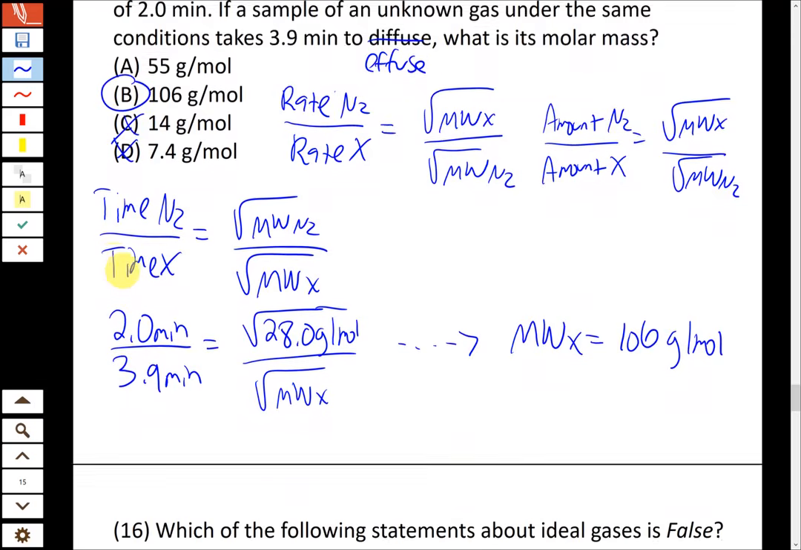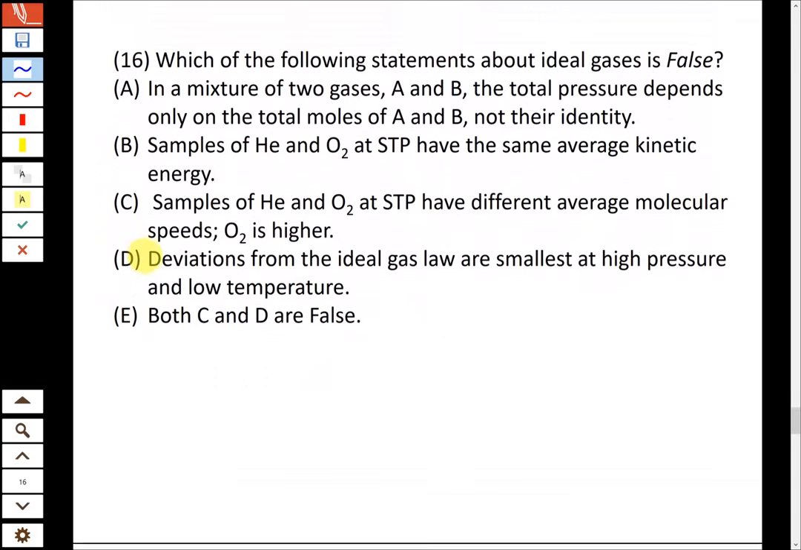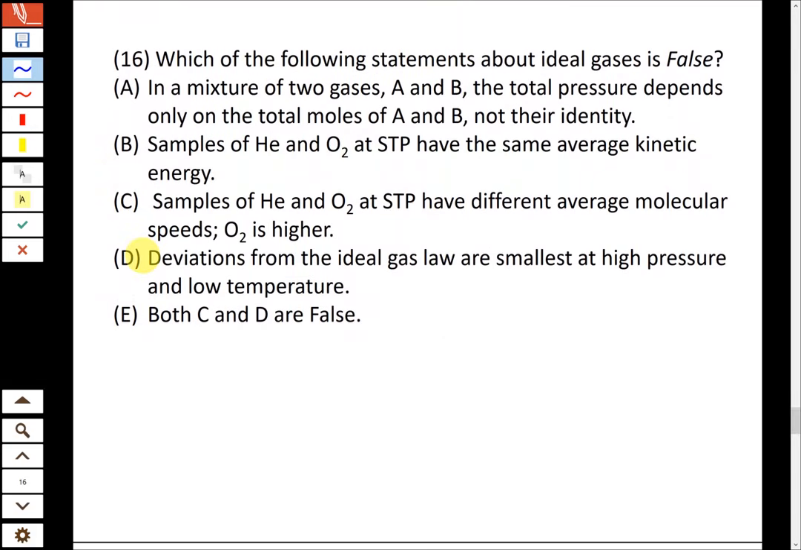Okay, let's go on to the next one. And then this is, I think, the last question that deals with Chapter 8, ideal gases. Although here we're talking about, again, conceptual things. There might also be things for real gases involved. So we want to know which of the following statements is false.